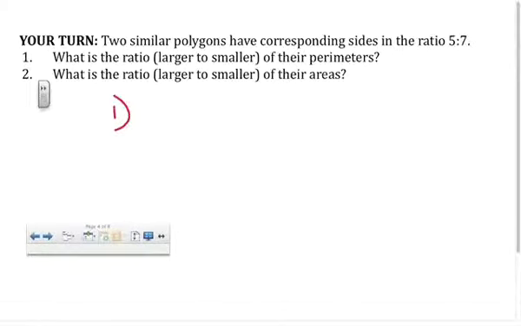So simply enough, the ratio of their perimeters, remember, will be the same thing as the ratio of their sides. So the ratio of their perimeters will be that same 5 over 7, whereas the ratio of their areas... 7 over 5. Well, oh, it says larger to smaller. Thank you. Good eye.